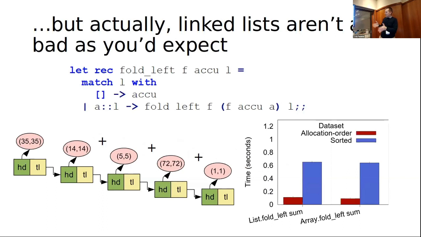Right. So that's this setup. And what we see here is we've got two versions of the same code, one on arrays, one on linked lists. And we've got two things going on here. First is that if we access the thing in the order it was allocated, if we just allocate a load of random data and then walk it, this is where the performance is. If we sort that data first, this is where the performance is, like 6 times slower, right? So there's something weird going on there that we need to explore.